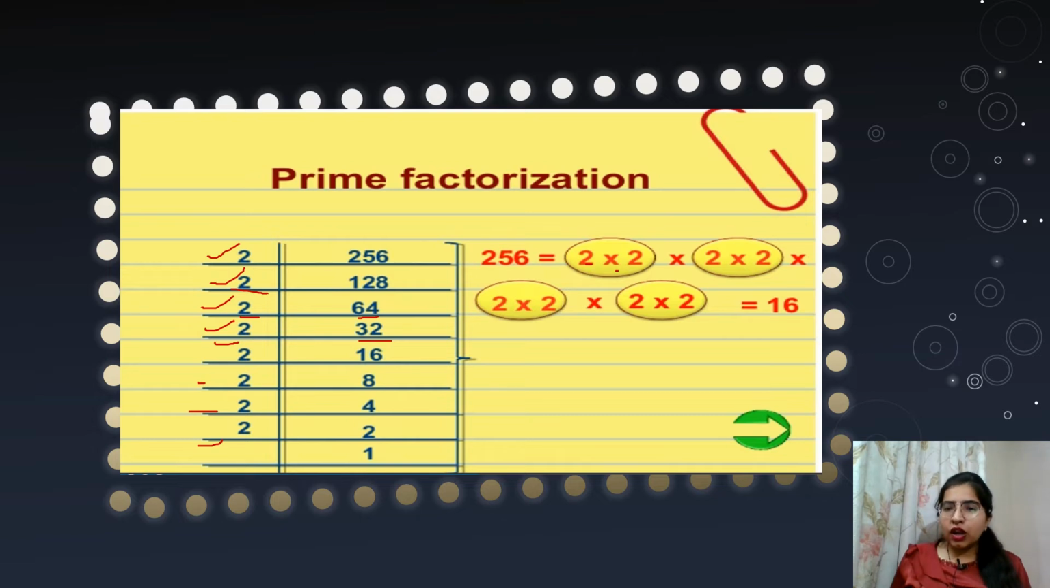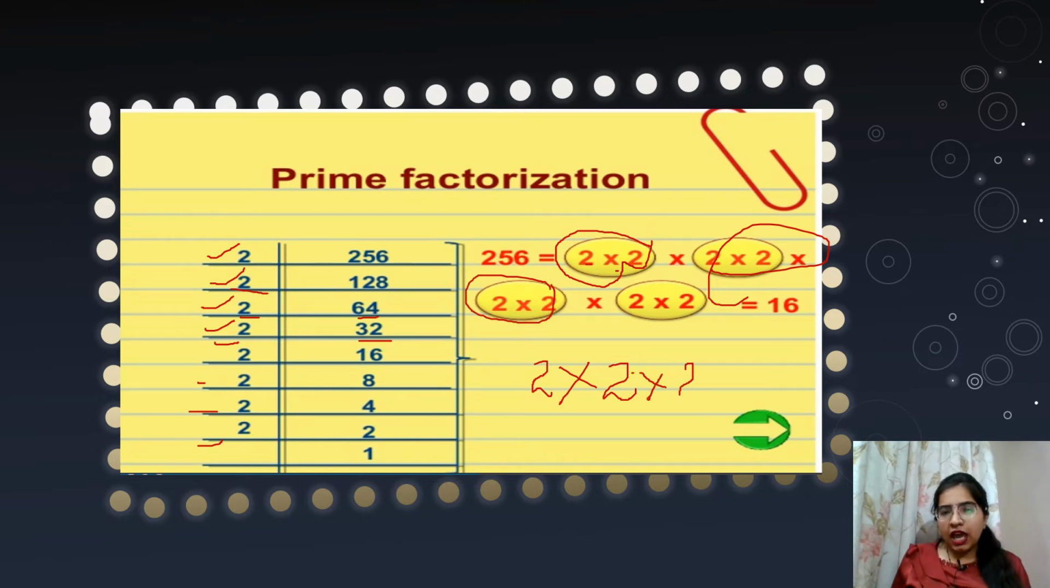From two factors you have to take one factor as common. Means from 2 into 2 you take one 2 out. And from the next 2 into 2 you again take one 2 out. And from the next 2 into 2 again one 2 out, and from the last 2 into 2 again 2 only.